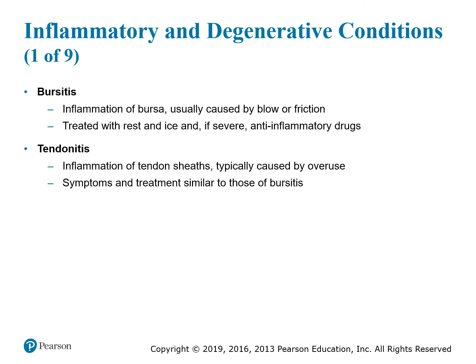Bursitis is considered an inflammatory issue with the joint, and it involves inflammation of the bursa, usually caused by a blow or friction. This is treated with rest and ice, and if severe, anti-inflammatory medications. Tendinitis is what it sounds like, inflammation of the tendon sheaths, and typically caused by overuse injuries. The symptoms and treatments are similar to those of bursitis, and many times bursitis and tendinitis occur at the same time.